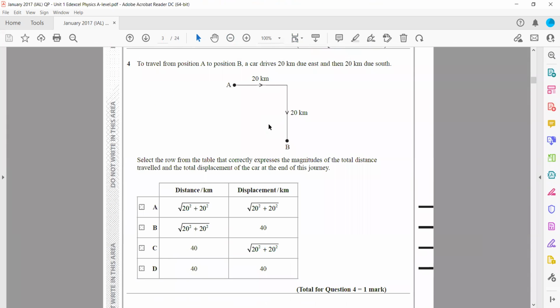This question: to travel from position A to position B, a car drives 20 kilometers east and then 20 kilometers south. We have to select the row from the table that correctly expresses the total distance and the displacement. Total distance means total length covered. First it moves 20 kilometers, then 20 kilometers. So the total length covered is equal to 40 kilometers. But what about the displacement? Displacement is the shortest distance between the 2 points. So the shortest distance between A and B is this one, which is the hypotenuse of a right angle triangle.